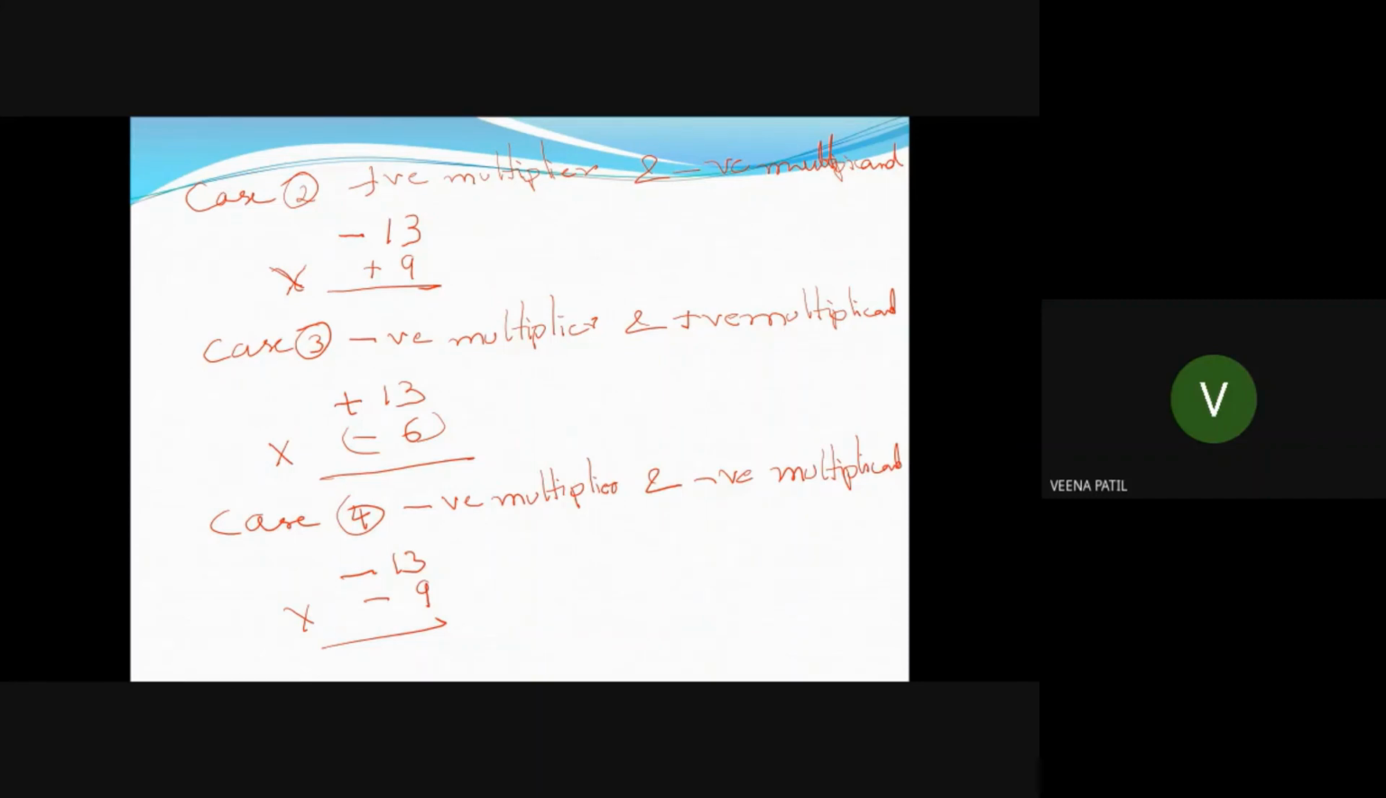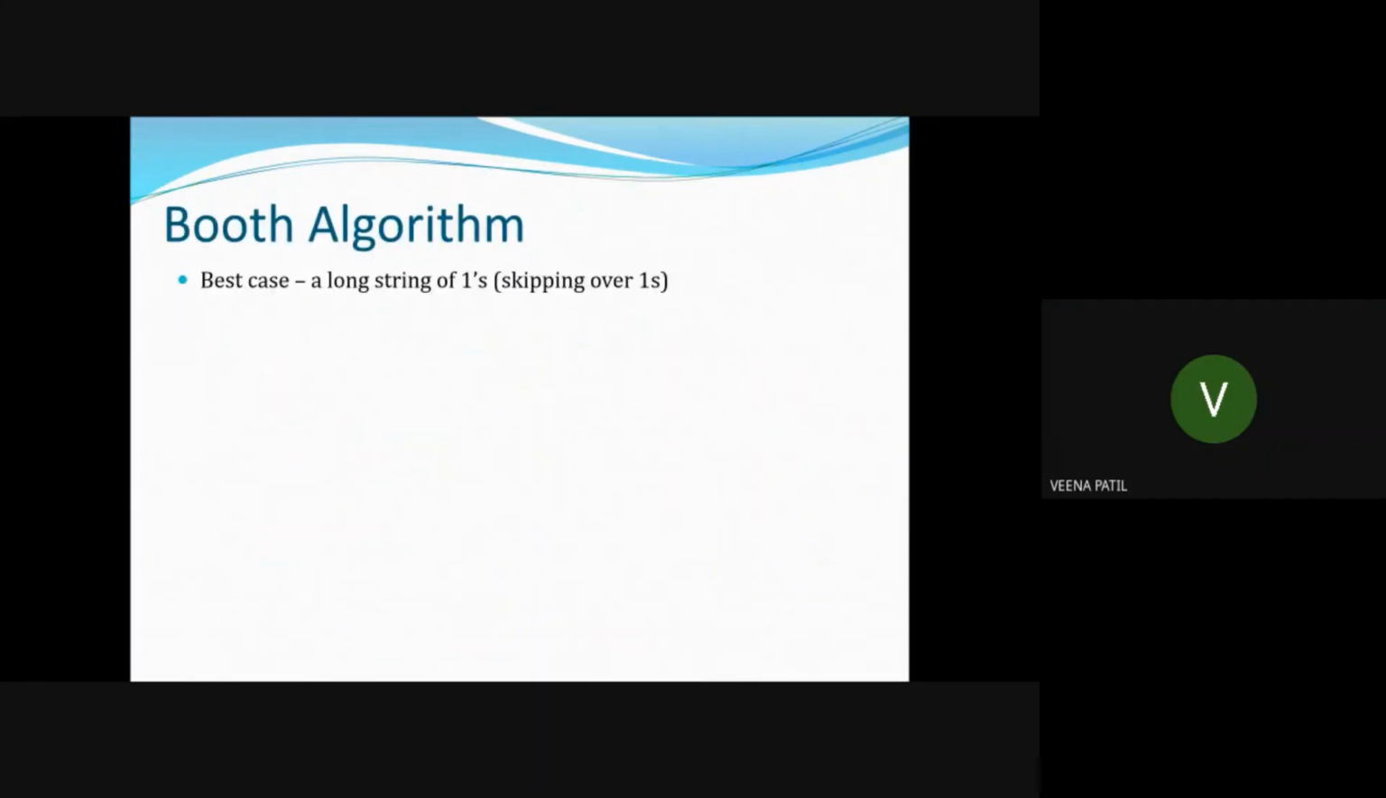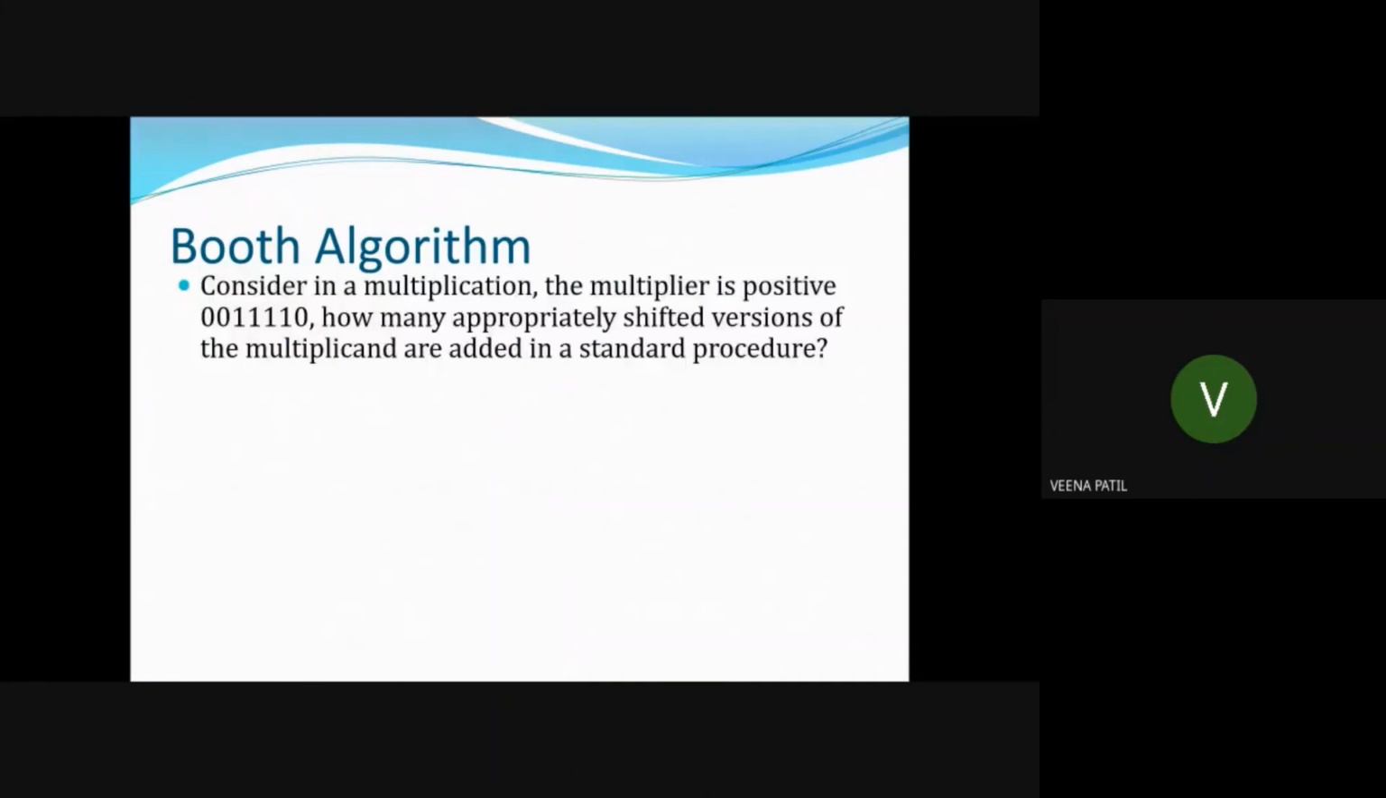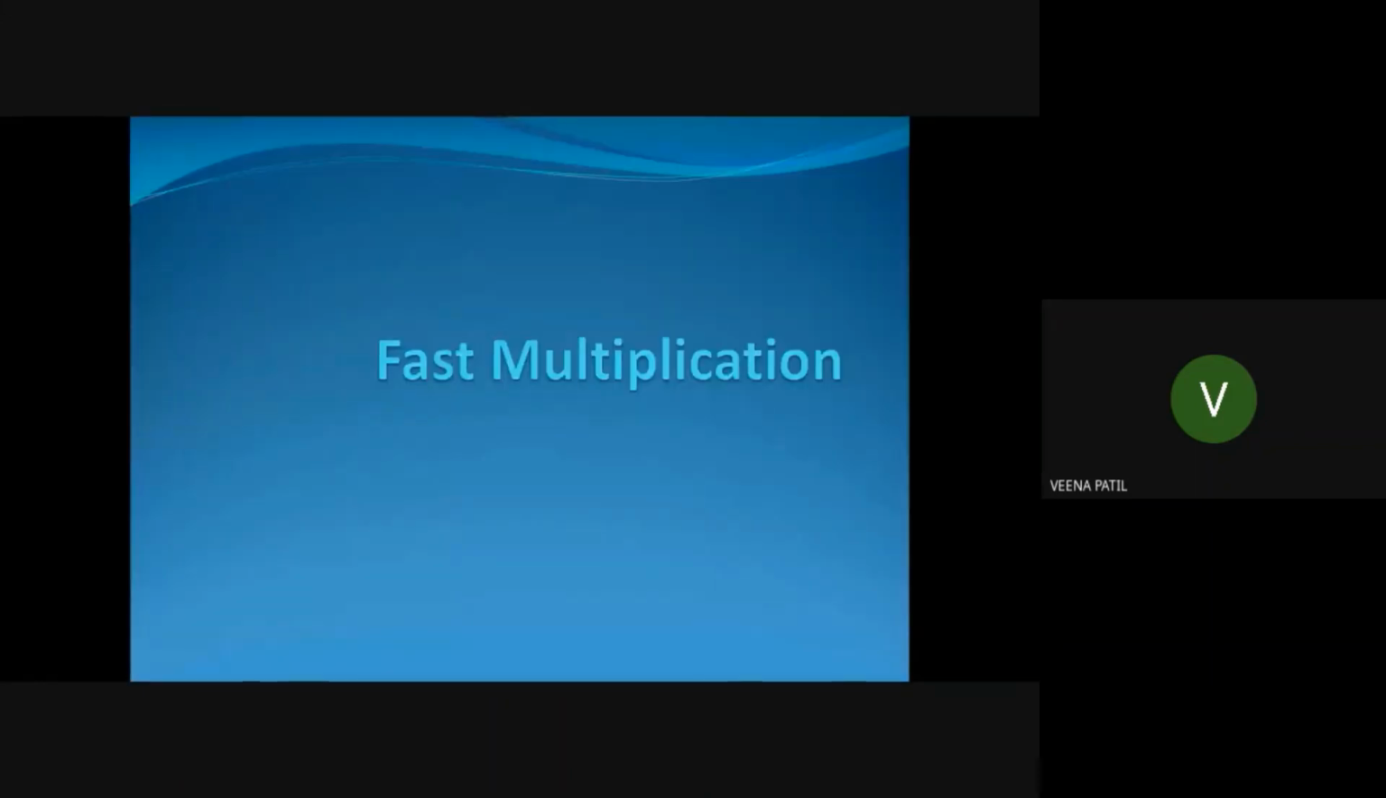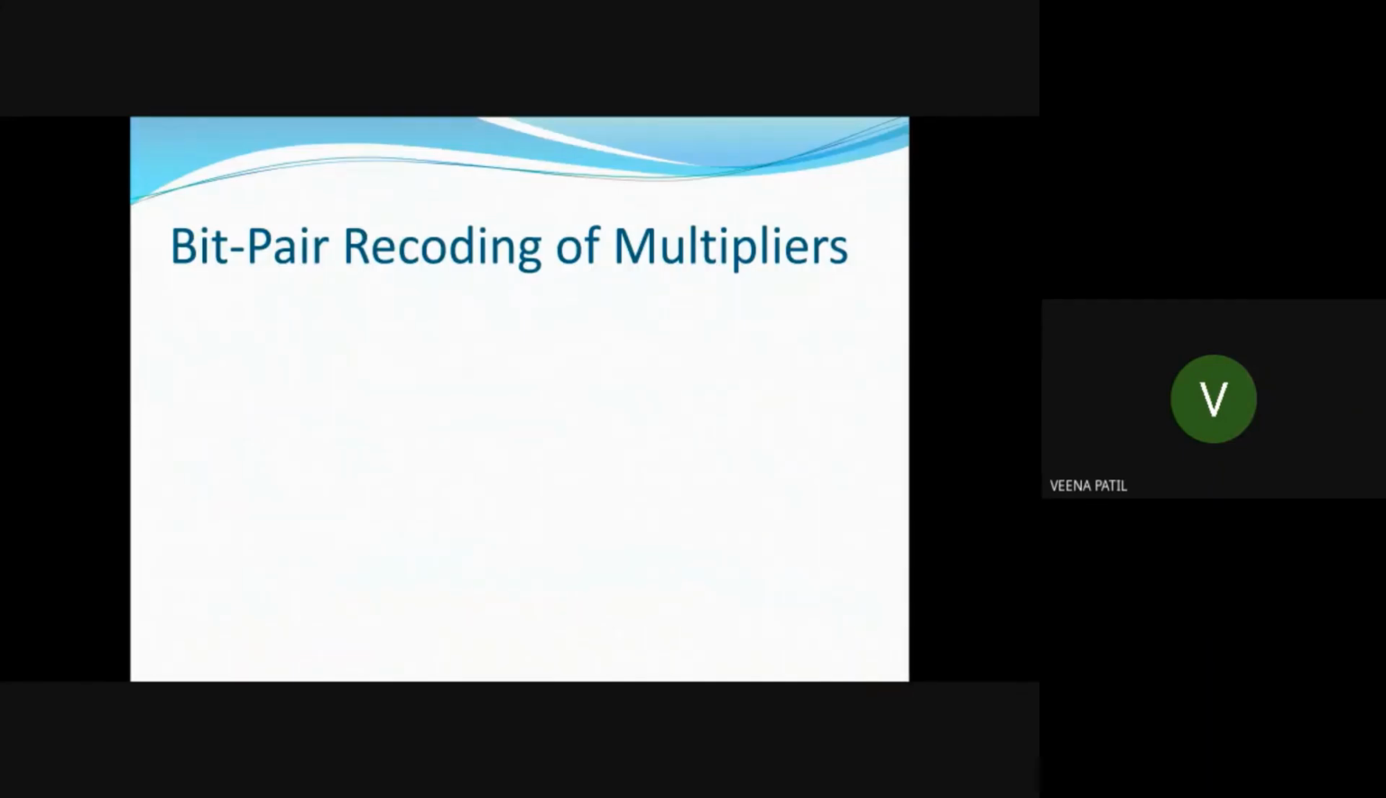Now in the next class, we will learn about fast multiplication. Now this fast multiplication is the same as that of Booth's algorithm. But in Booth's algorithm, we had taken 2 bits. But in fast multiplication, instead of considering the ith and i minus 1th bit, we are also going to consider one more extra bit, that is the i plus 1th bit, ith bit, and i minus 1th bit. And that we will see in the next class.